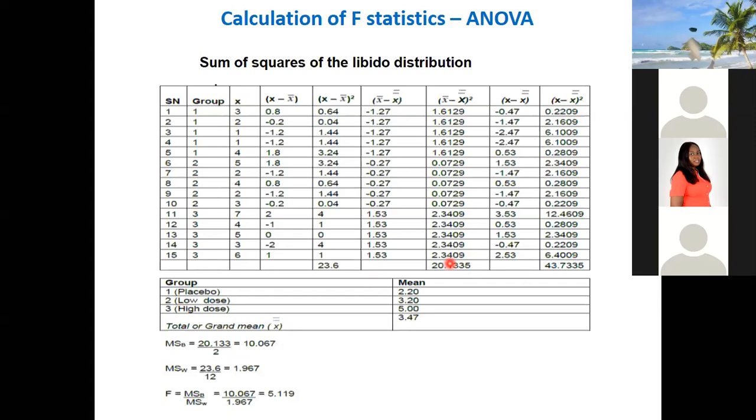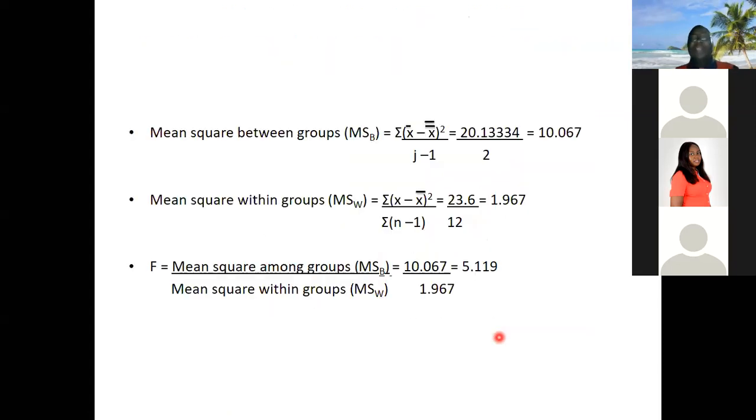So that is the J you saw in this formula here. J minus 1. So 20.1334 over 2, which is 3 minus 1. Because the degree of freedom for the sum of square between is 2, because there are 3 groups, 3 minus 1.